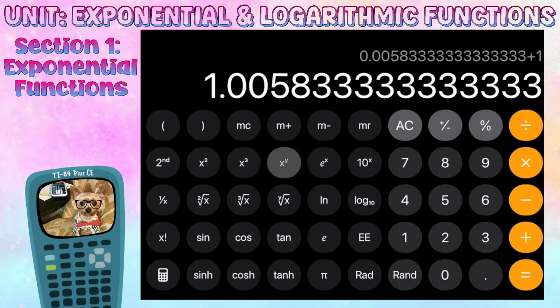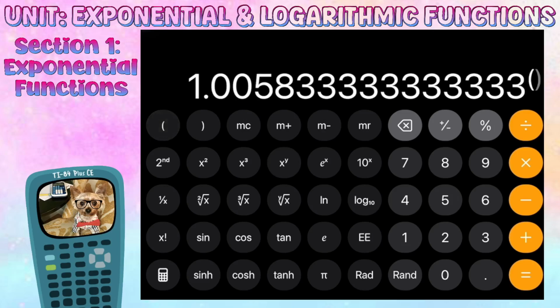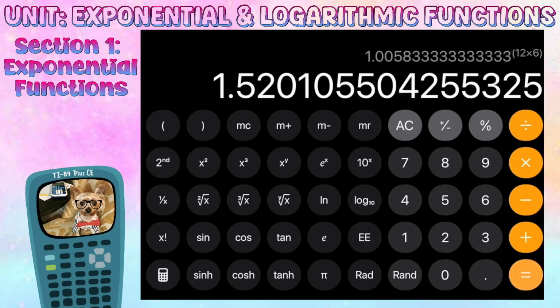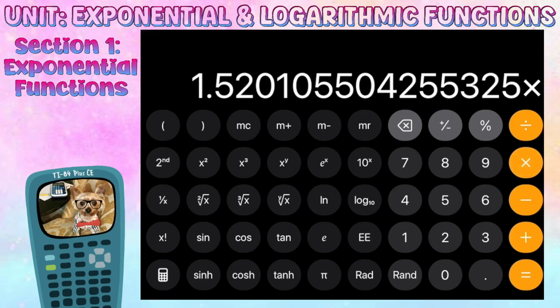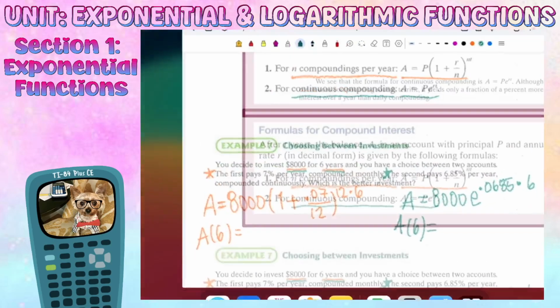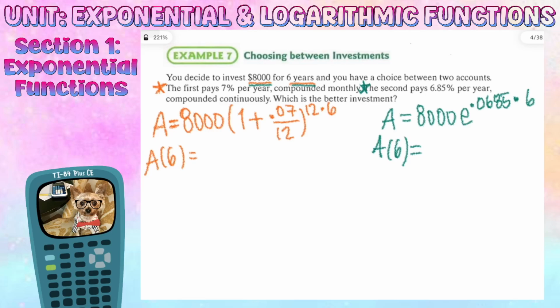Now I'm going to raise this. So in this calculator, I use the X to the Y button. And what am I raising it to? I'm going to use parentheses. So NT means 12 times 6. In parentheses, close the parentheses. If you raise it to the 12 and then multiply the whole thing by 6, you're going to mess up your answer. So I have that, and then that number gets multiplied by the 8,000 out front, and we get $12,160 and 84 cents. So there we go.